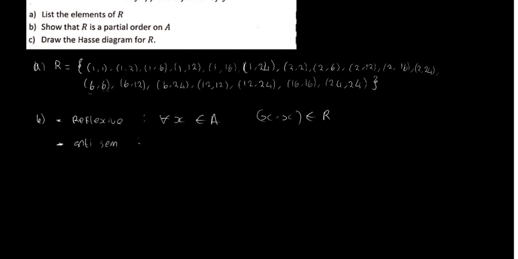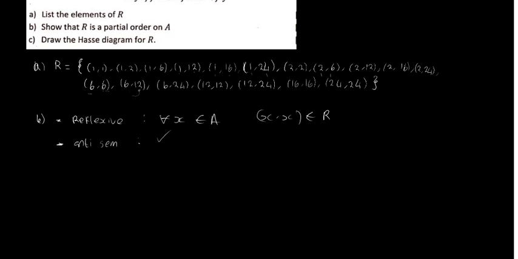But if we start looking at elements like 1 to 2, do we have 2 to 1 there? No. 1 to 6, do we have 6 to 1? No. 1 to 12, do we have 12 to 1? No. 1 to 16, it's not there. We don't have 2 to 6 and 6 to 2, we don't have 12 to 2, we don't have 16 to 2, and so on. Basically, we don't have the values mapping back. So we only have x to y, but we don't have y to x, unless of course they are the same. So this is antisymmetric.